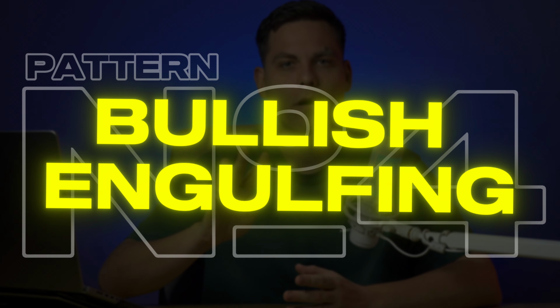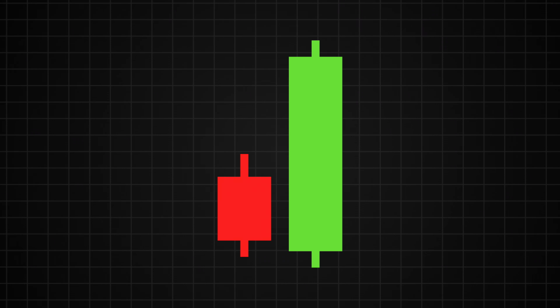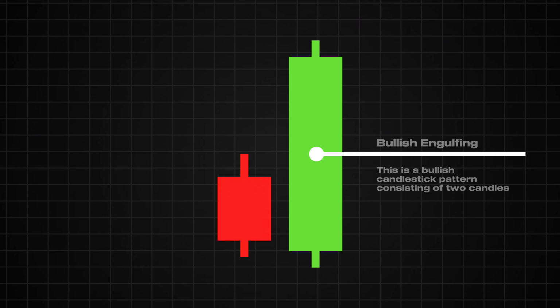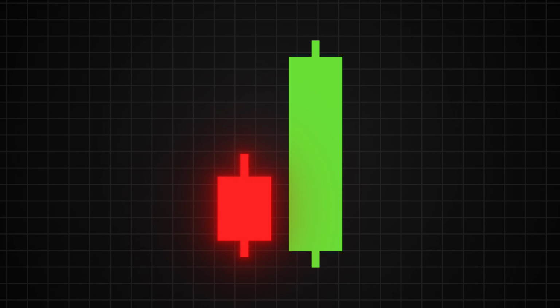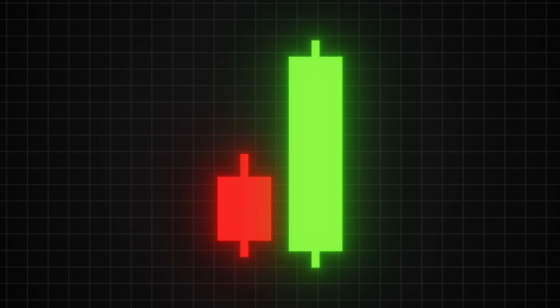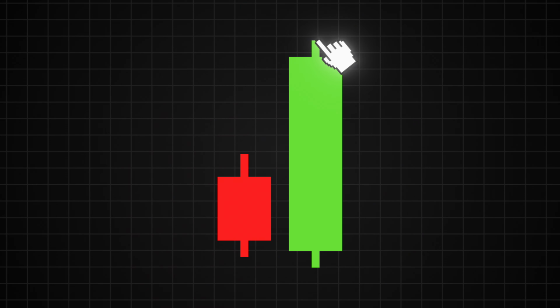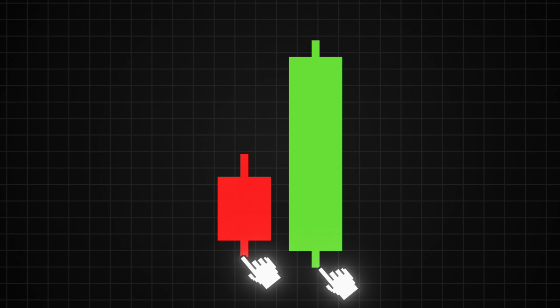Now let's move on to intermediate patterns, which consist of 2 candles. Pattern number 4, Bullish engulfing. This pattern consists of 2 candles, with the green candle fully engulfing the red candle before it. Simply put, we first see a red candle, then a green one. The high of the green candle is above the high of the red one. And similarly, the low of the green candle is below the low of the red candle.